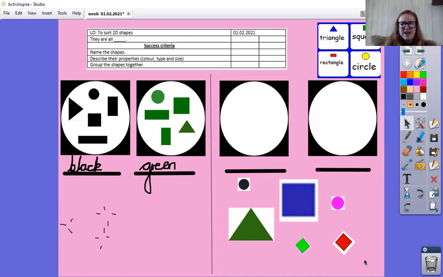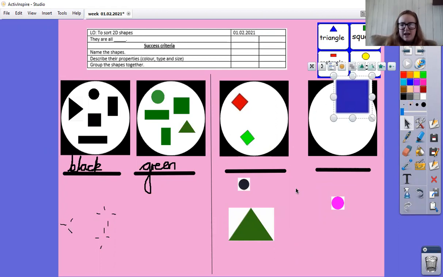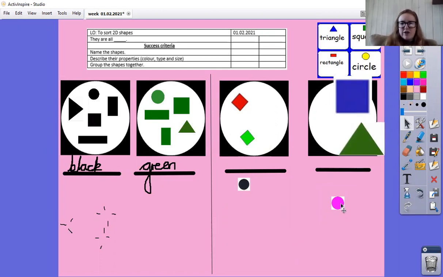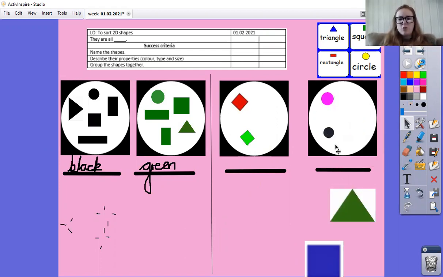Well, what can I see? I can see that these 2 squares here are rotated. So I'm going to put these 2 squares in here for shapes that are rotated. And then I'm going to put these shapes in here for shapes that are not rotated. And that is one way I could sort my shapes. That does not mean it's the only way. How else could I sort my shapes? What have you done at home?